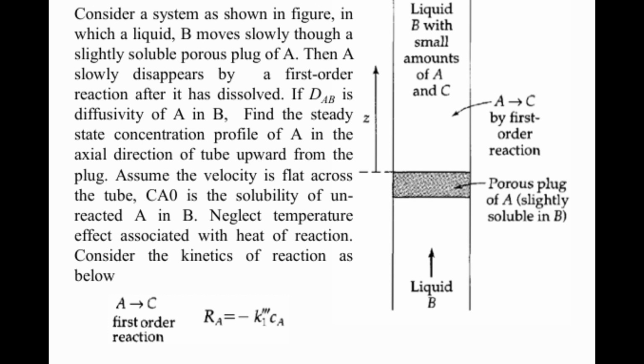Assume the velocity is flat across the tube. Ca naught is the solubility of unreacted A in B. Neglect temperature effect associated with heat of reaction. Consider the kinetics of reaction as shown below. A gives C, which is a first order reaction, and the rate of the reaction is minus K1 triple dash Ca.